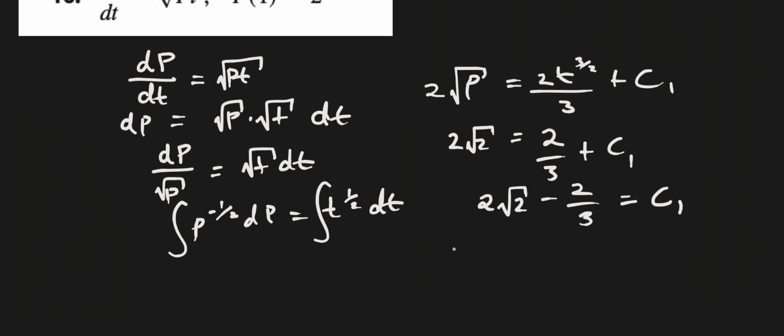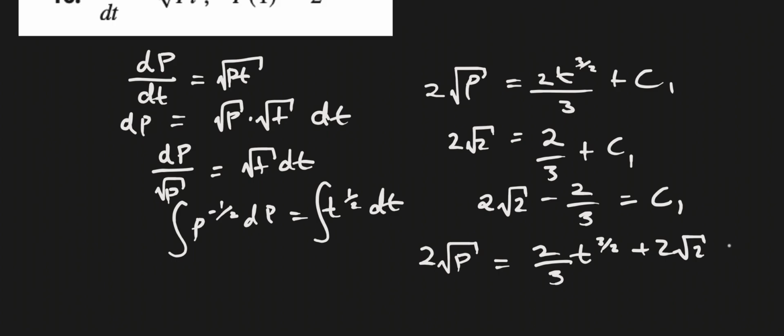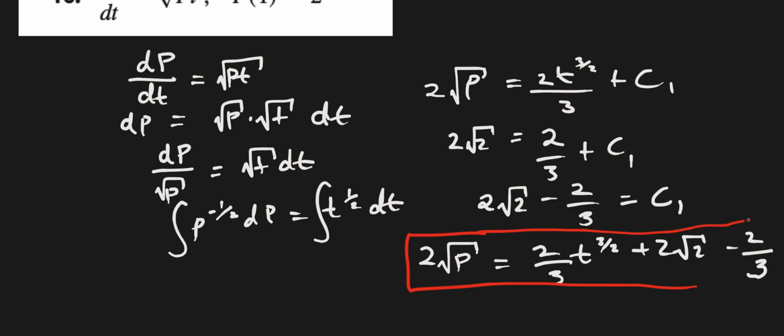Next, what we can do is plug this back in. So 2 root p is equal to 2/3 t raised to 3/2 plus 2 root 2 minus 2/3. And this is your final answer. You can try to solve for p and all that, but you don't have to. This is also a valid solution.